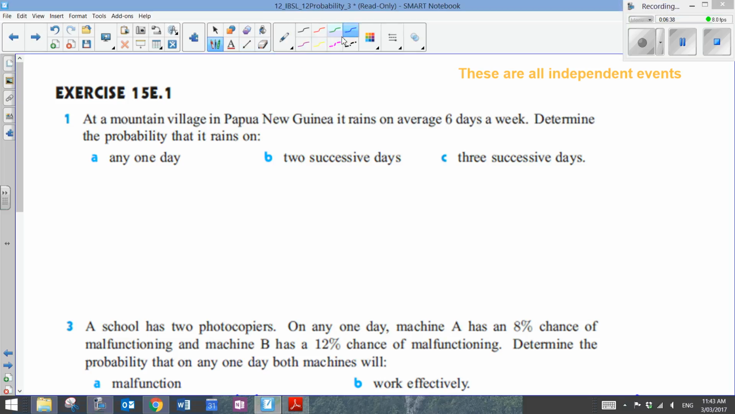Just taking a look at this example about Papua New Guinea, if it rains on average 6 days a week, we already know that our probability is going to be 6 out of 7, since there are 7 days in the week. If we're just looking at one specific day, the probability of having one day of rain, again, would be 6 out of 7, because that's what we are given as our average.